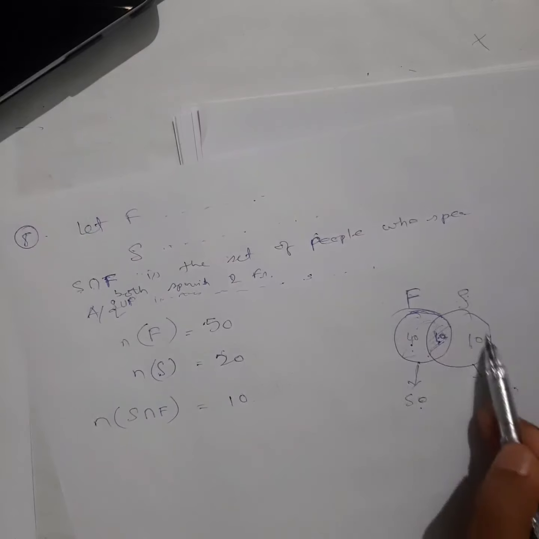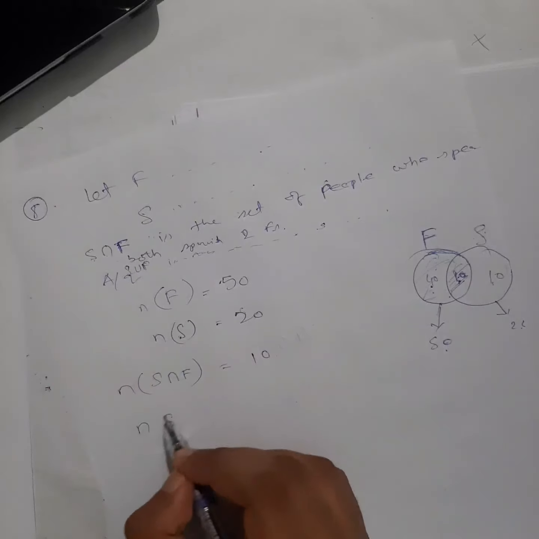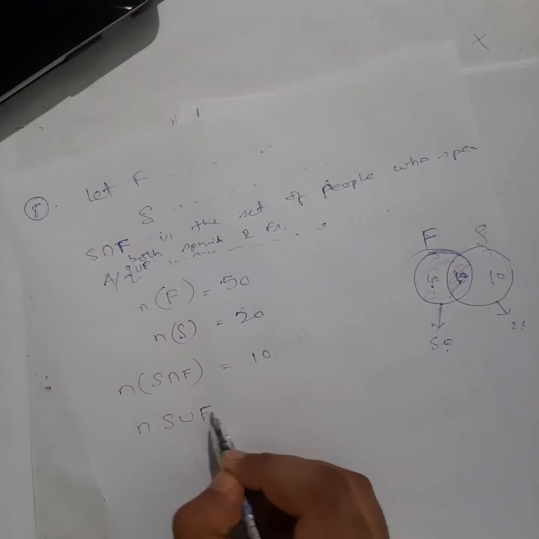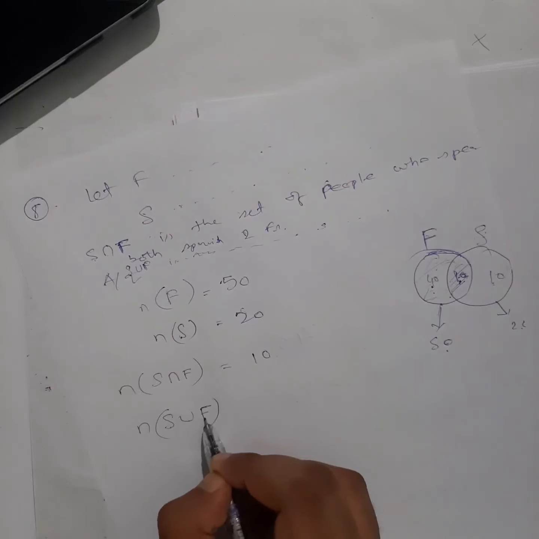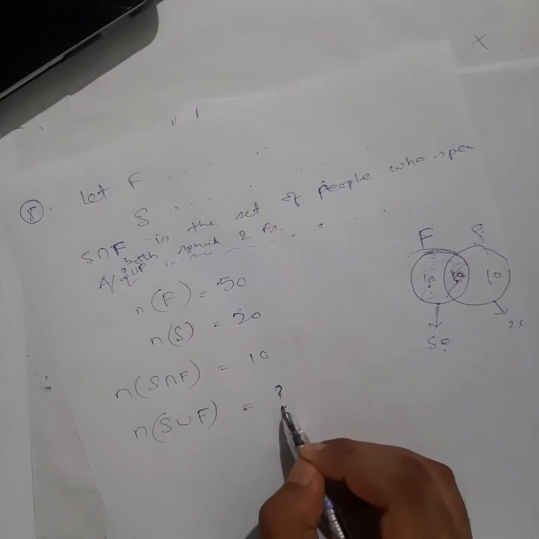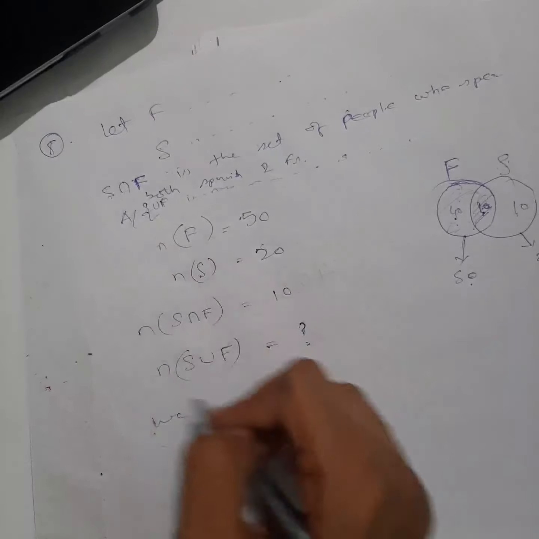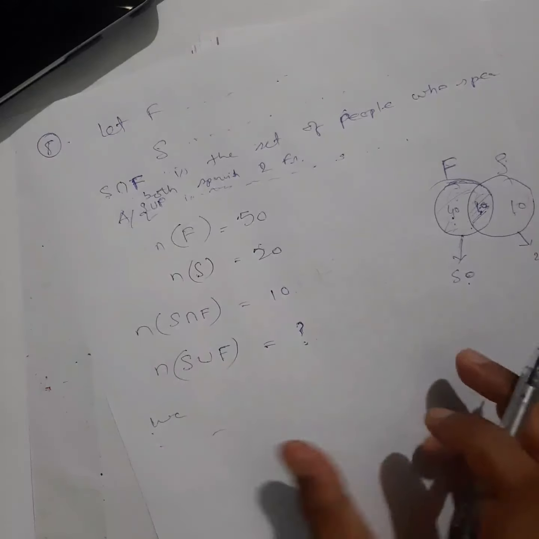So at least means everything you have to find out. Okay, what do you have to find? The number of people who speak Spanish or French. So use the formula and just find out. This is just a simple formula, you have to use it and find the solution.